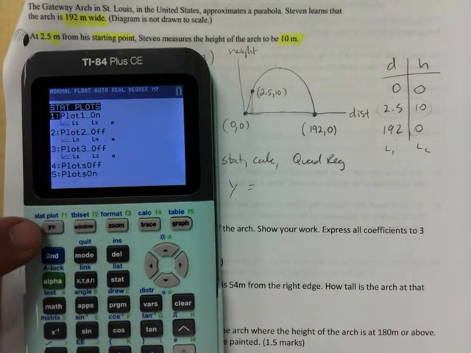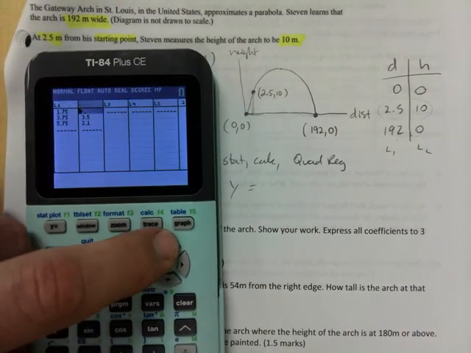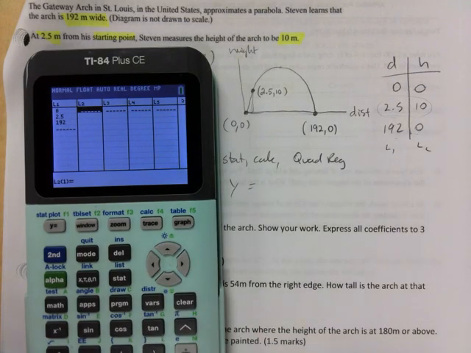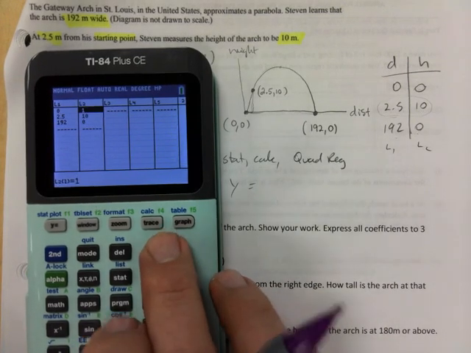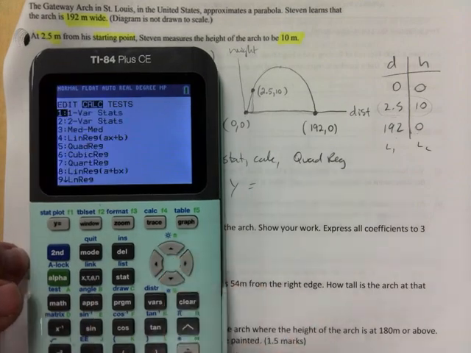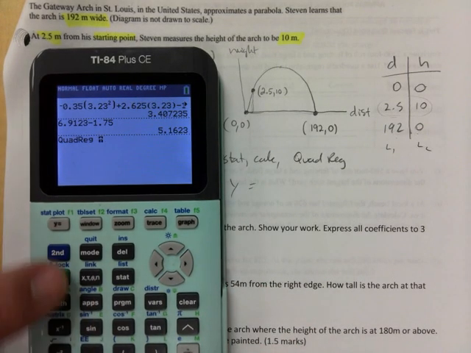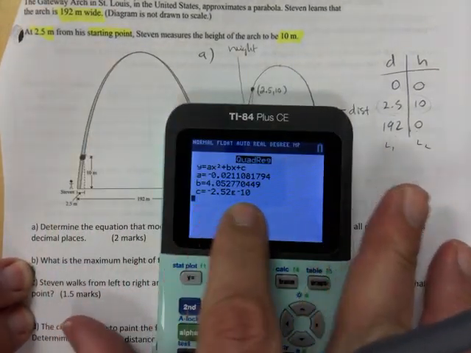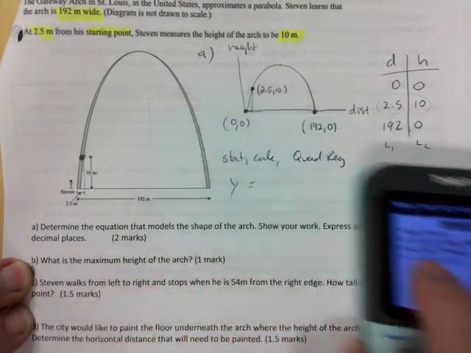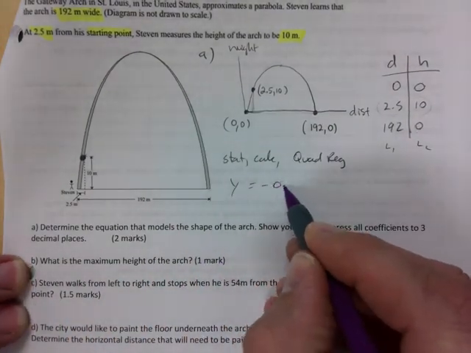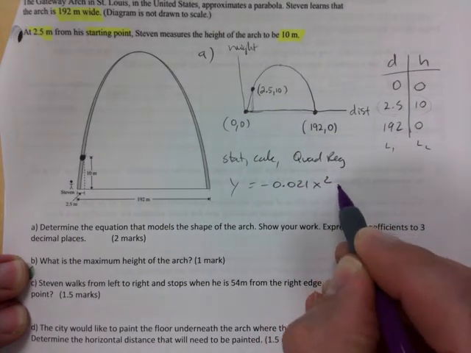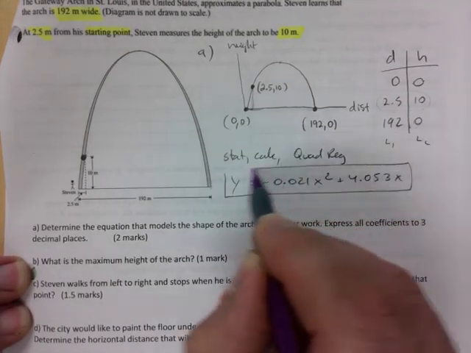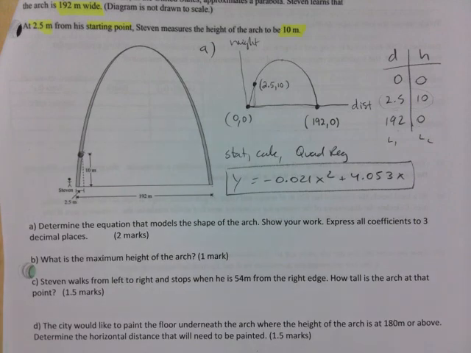Let's come up with a regression here. I'm going to go to Y. No, sorry. Stat enter. You can fast forward this, of course. Made a mistake there. Okay, stat calc, quadratic regression. And C is going to be 0, don't worry about that. So we got negative 0.021x squared plus 4.053x, and that's it. That's a 0 at the end there. So we got our quadratic equation.